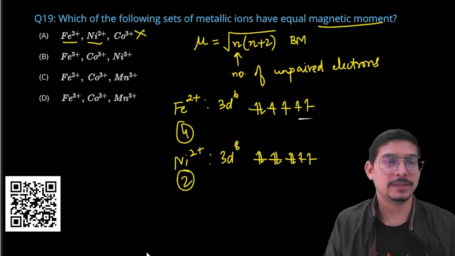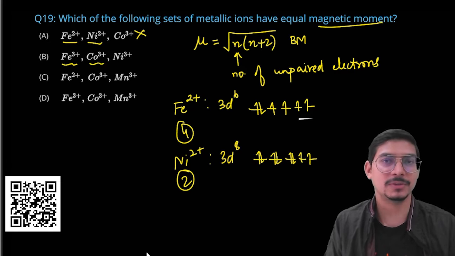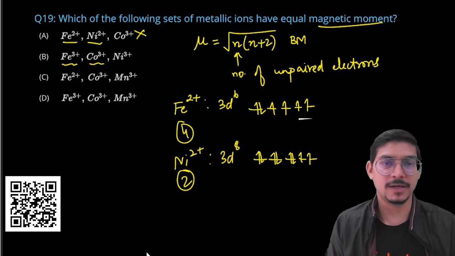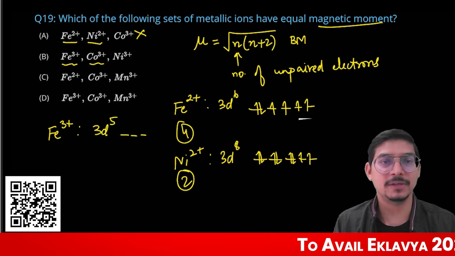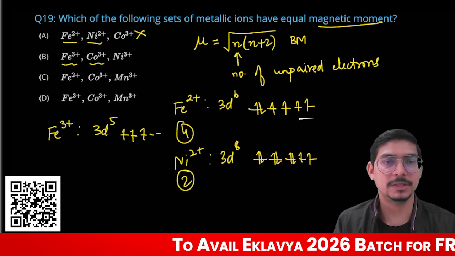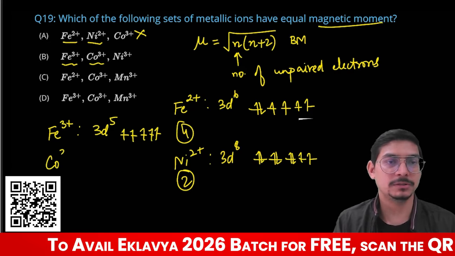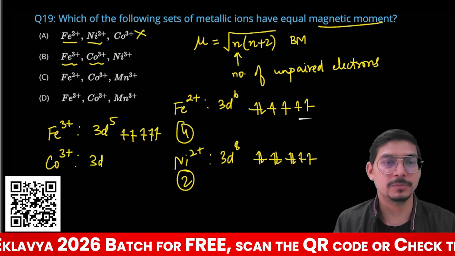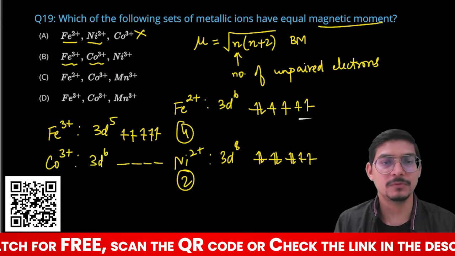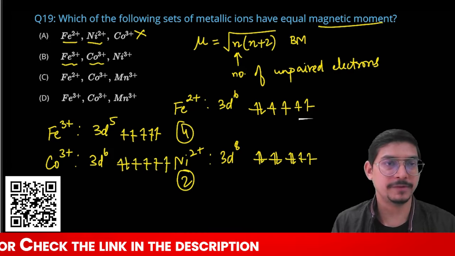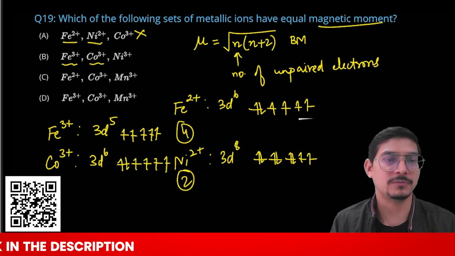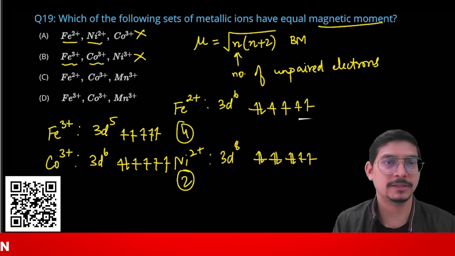Let us look at the next option, Fe3 plus and Co3 plus. Of course, they have different atomic numbers, so in the same oxidation state, they will not have the same number of unpaired electrons, as in Fe3 plus has the configuration 3d5, where all 5 electrons are unpaired in 3d subshell, and for cobalt 3 plus, the configuration would be 3d6, where we would have these 4 unpaired electrons. So Fe3 plus would have 5 unpaired electrons, but cobalt 3 plus would have 4 unpaired electrons. So this also cannot be the correct answer.